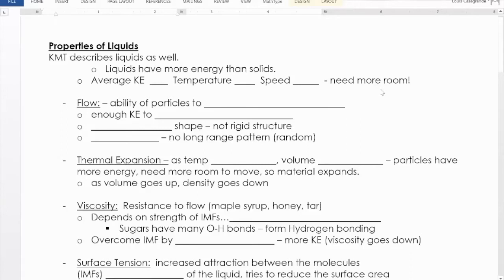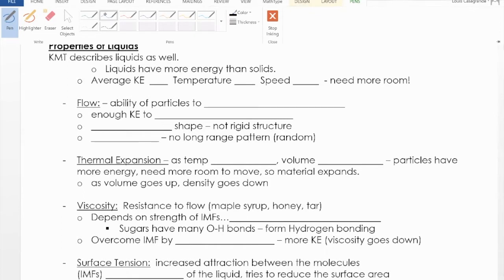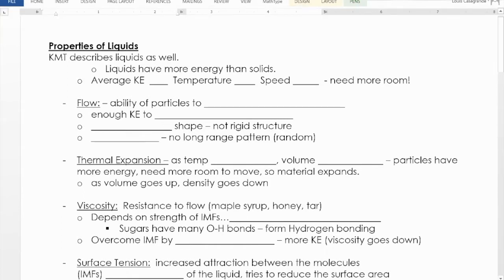So in this lesson, we are going to learn about some of the important properties of liquids, and we're also going to see how temperature and kinetic molecular theory apply to properties of liquids as well as the properties of gases that we just studied. So kinetic molecular theory, KMT, does describe liquids as well.